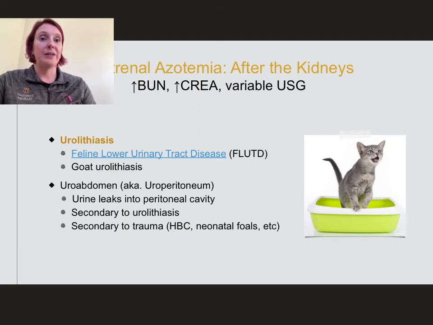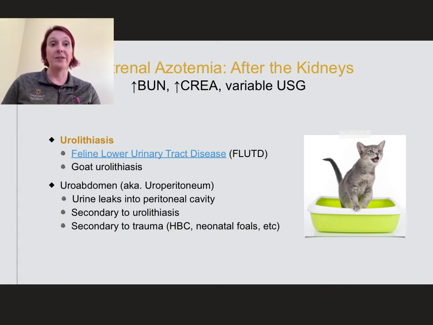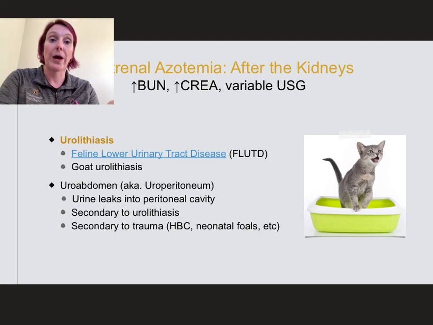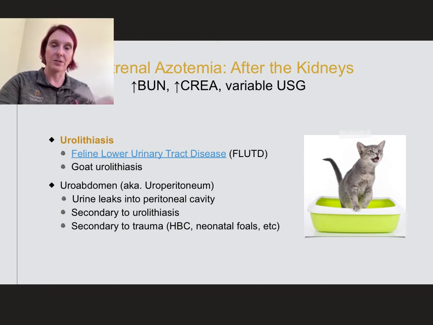The other post-renal azotemia is a slightly different variation on the theme. It is a uroabdomen, or uroperitoneum is the other term. And that's essentially when urine ends up in the peritoneal cavity. It can be secondary to urolithiasis. So if those stones are in there for too long, the bladder can potentially rupture, or the urethra or ureter tear, and you can end up with a uroabdomen. It can be secondary to trauma, hit by cars, neonatal foals, things along those lines that end up causing some organ damage and rupture of the urinary tract.